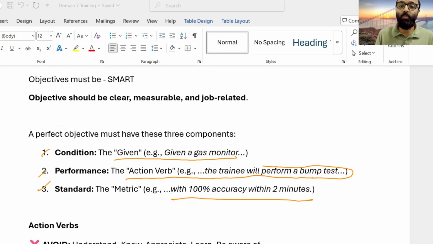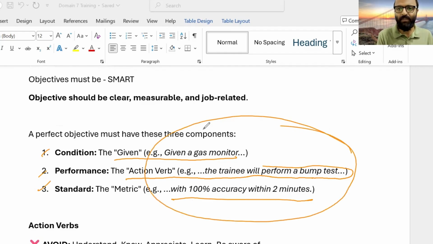Objective should be specific, measurable, clear, and job related. That is why, if you are given a gas monitor, you can perform the gas testing, bump test. That is an action, some kind of action you have to do. Okay, action words are also important. That also they are asking.